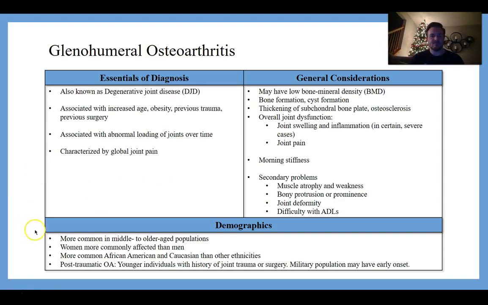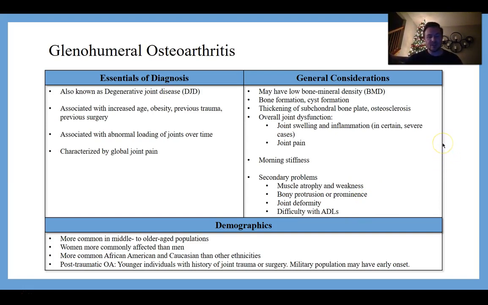So, the big general considerations is that you're going to have bony changes on imaging, and then overall joint dysfunction, like you might feel like your joint's swollen or inflamed, have joint pain, morning stiffness, secondary problems of muscle atrophy and weakness, may have bony protrusions or prominence from Wolff's law of abnormal loading within the joint. You may have crepitus, things like that. So demographics, more common in middle to older age populations.